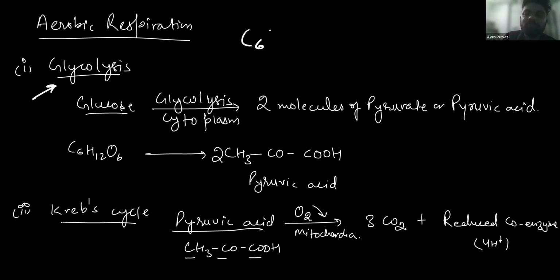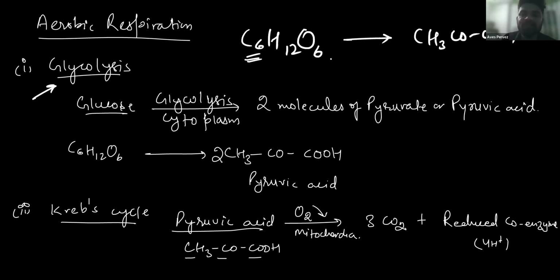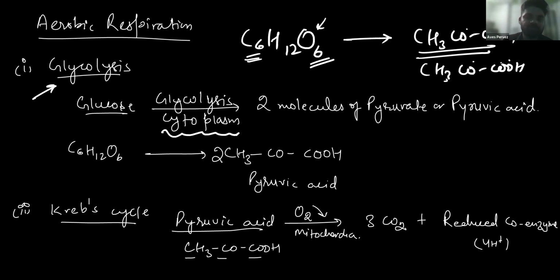Because you see, glucose is a 6 carbon molecule, that is C6H12O6. When it breaks into pyruvic acid, the formula for pyruvic acid is CH3COCOOH. Here you see there are 6 oxygens in glucose, and there are 3 oxygens in one pyruvic acid. So if there are 2 such pyruvic acid molecules, then there will be 6 oxygens in total. So no extra oxygen is required for this process. So this reaction takes place in the cytoplasm of the cell. You understood?